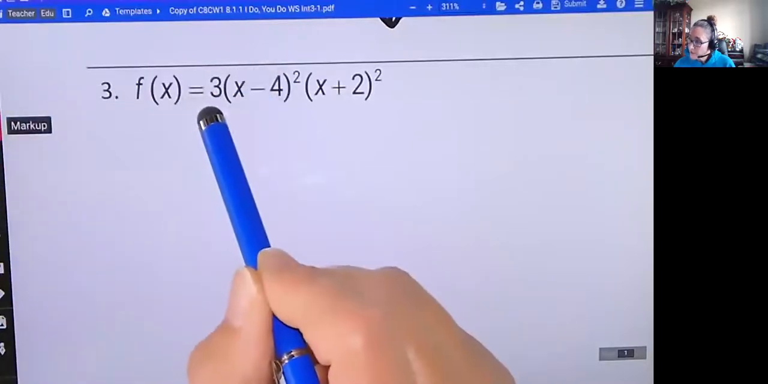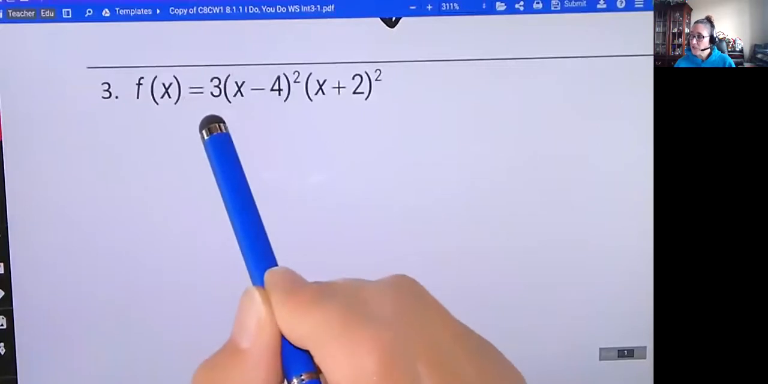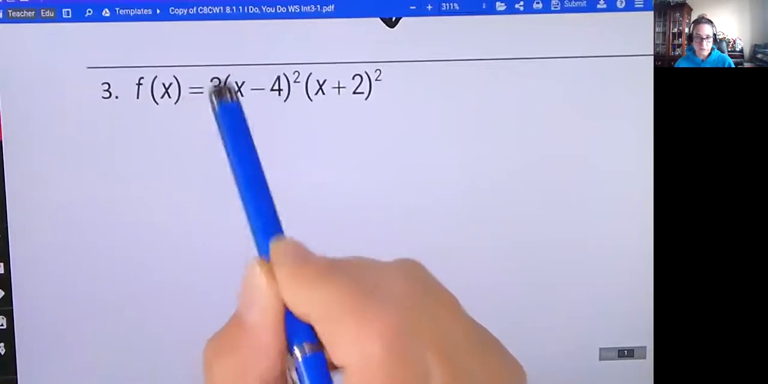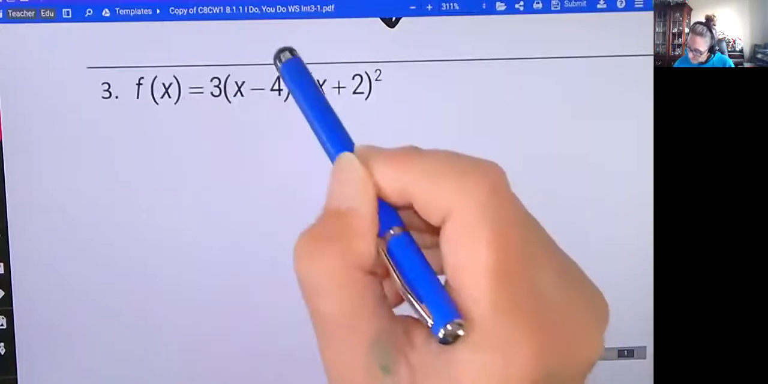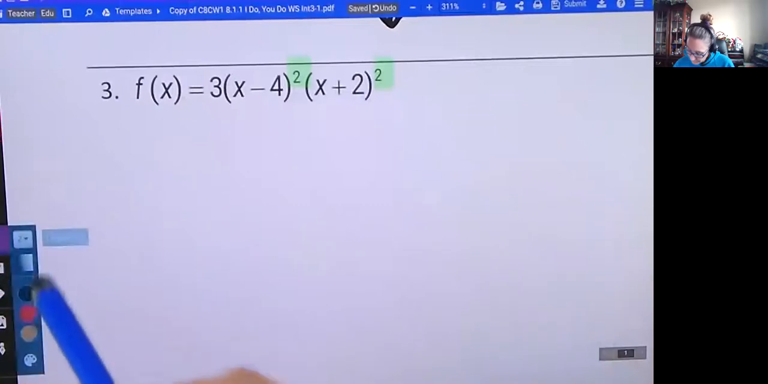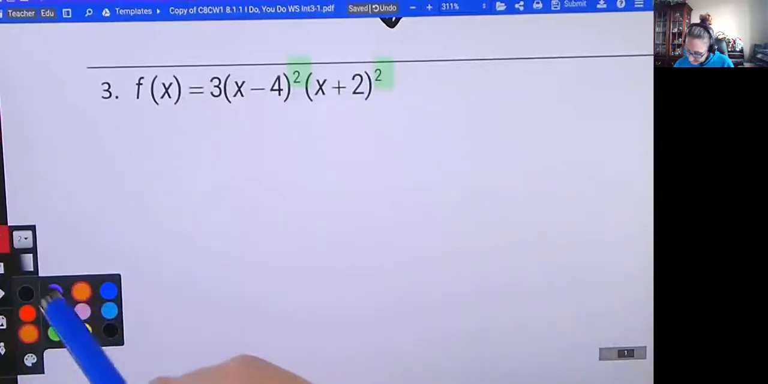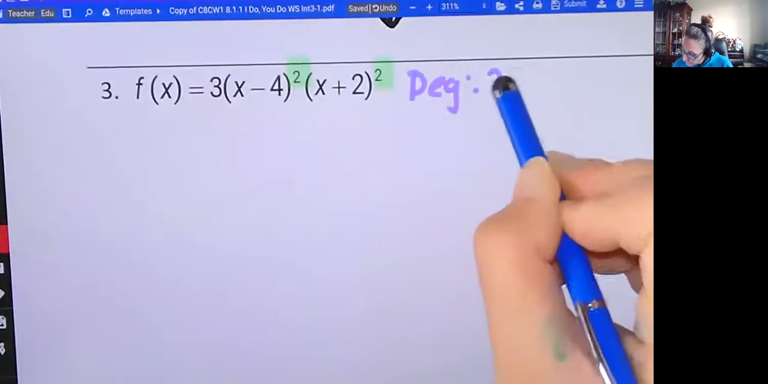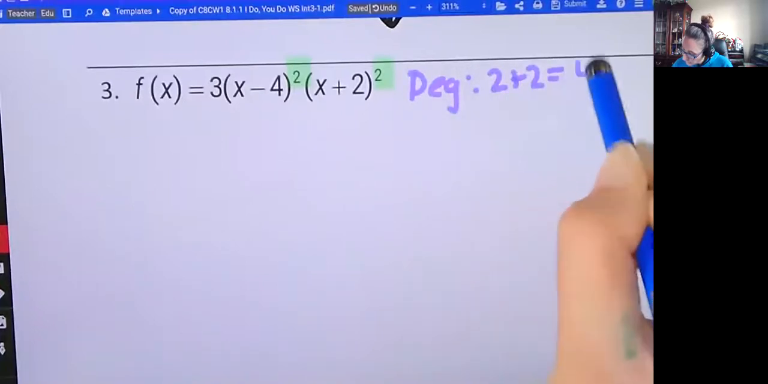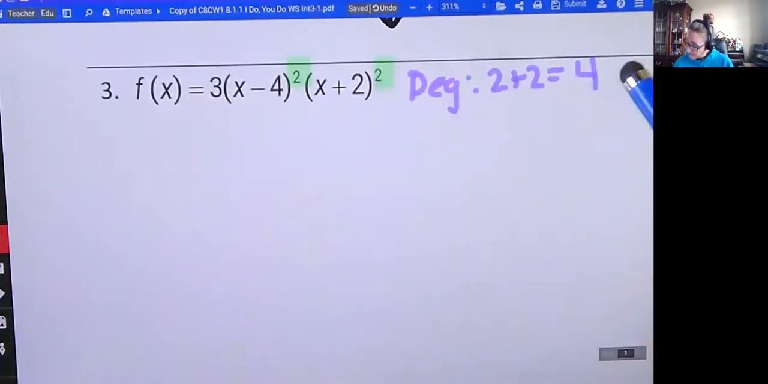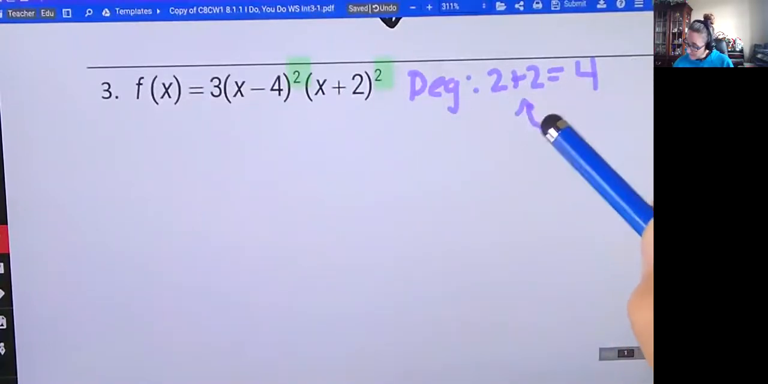So if I'm looking at the degree, this 3 is a factor, but it's a number. There's no x here. So any number is degree 0. Okay, so I'm not going to count that. This is a degree 2. This is a degree 2. So my degree is going to be 2 plus 2 or 4. And again, it's positive. So again, I'm going to be thinking of it as like a positive parabola.